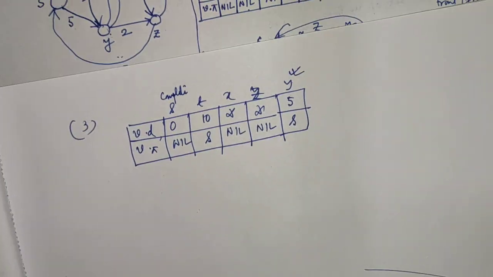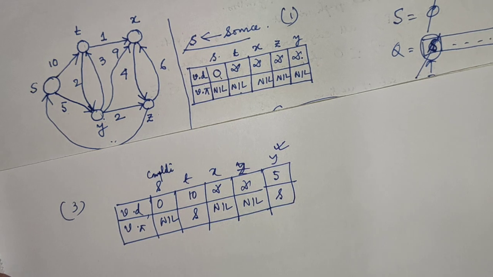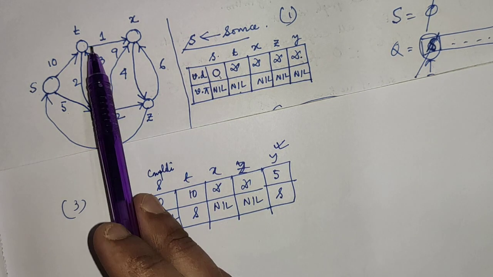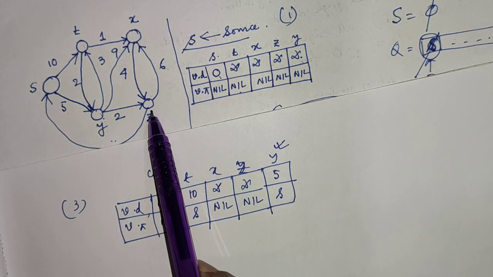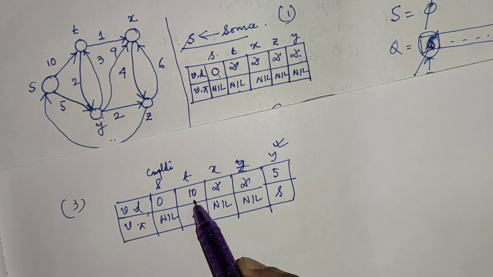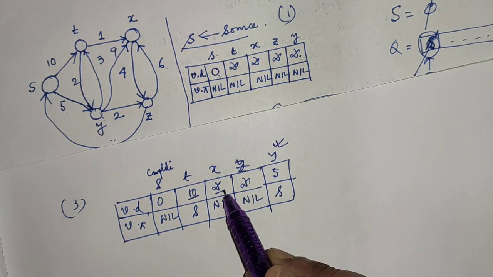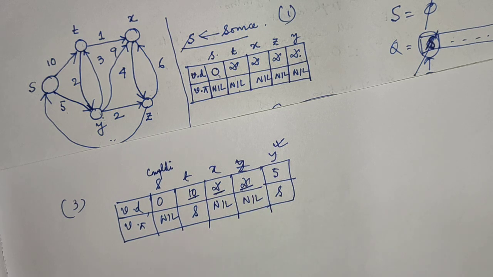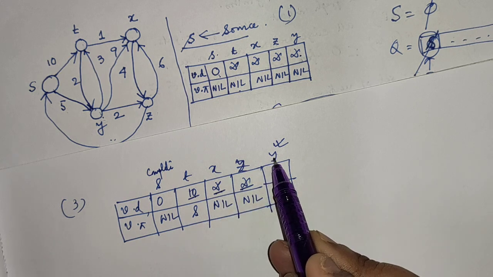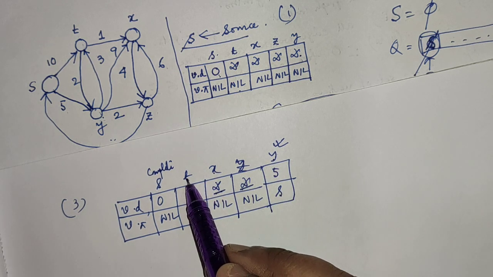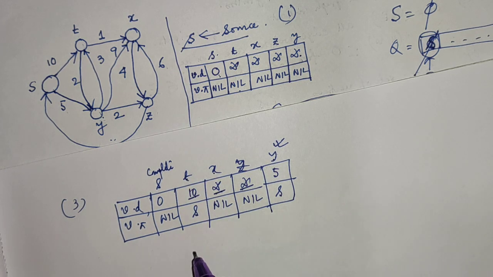So take the graph. Okay, and what are the adjacent? One is t, second one is x, and third one is z. What is their current d value? Current d value of t is 10, current d value of x is infinity, current d value of z is also infinity. So you have to now apply the relaxation process between y and z, between y and x, and between y and t. First apply y and t.